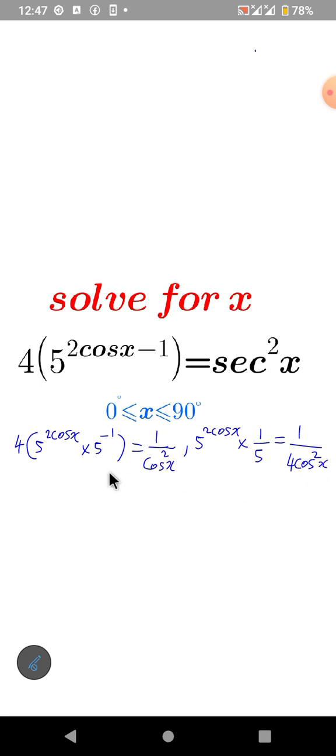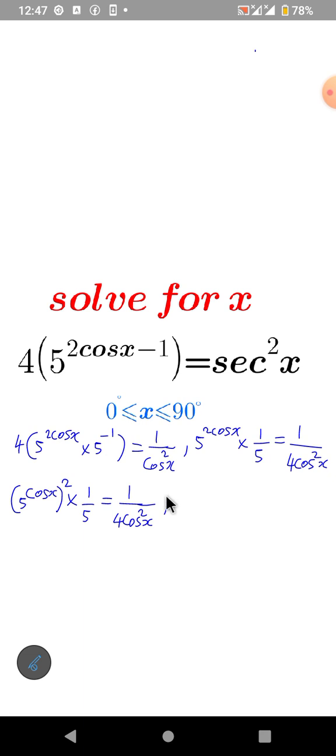Then now from here, I'm going to write this expression, this 5 raised to the power of 2 cos x, as 5 raised to the power of cos x square times 1 all over 5 equal to 1 all over 4 cos square x.